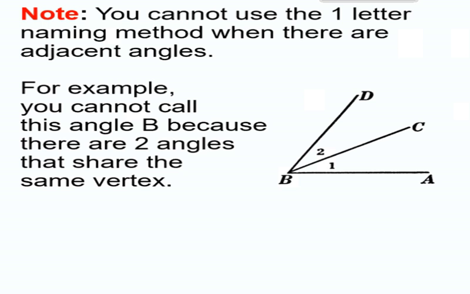Okay, important note is you cannot use the 1-letter naming method when there are adjacent angles. So adjacent angles we're going to talk about in a minute. But basically what this is saying is I cannot call this angle B because I have 2 angles here that are sharing that vertex. So I can't specify, how do I know which one is angle B? So you cannot use a single letter naming system when you have 2 angles that are next to each other like that.